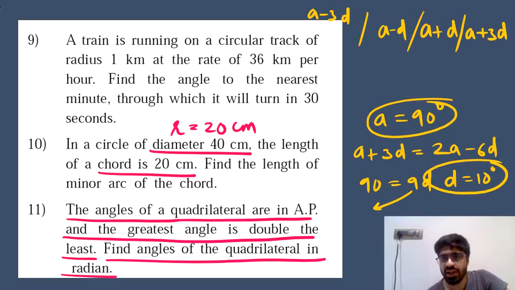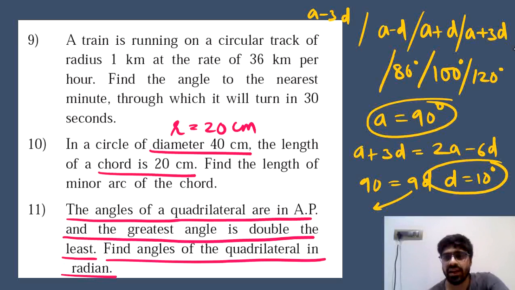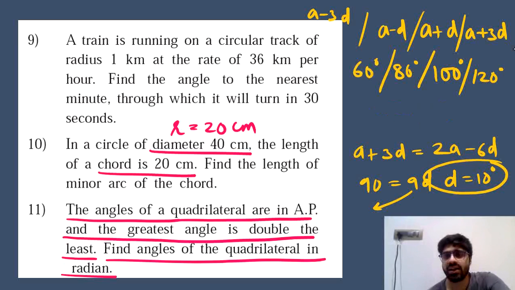A plus D would be 90 plus 10, that is 100, all in degrees. A plus 3D, that would be 90 plus 30, which is 120 degrees. A minus D, that is 90 minus 10, which is 80 degrees. A minus 3D, that would be 90 minus 30, which is 60 degrees. So these are the angles of your quadrilateral.